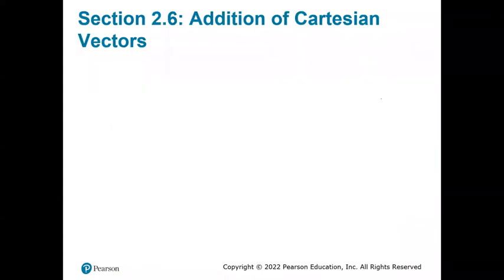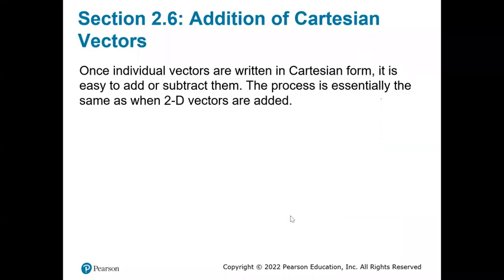So, the addition of Cartesian vectors. Once we know the individual vectors, we can write them in the Cartesian format. And then it is easy for us to add or subtract. It's similar to the 2D forces. If you know the forces in x and y and z, we're just going to add them. This process is essentially the same as our 2D one.